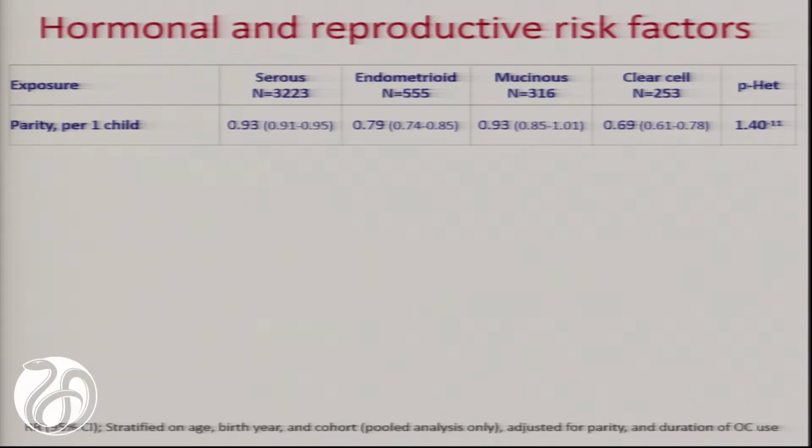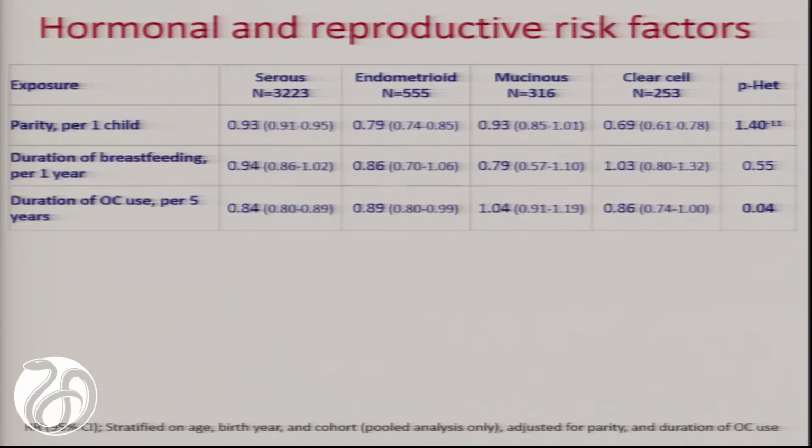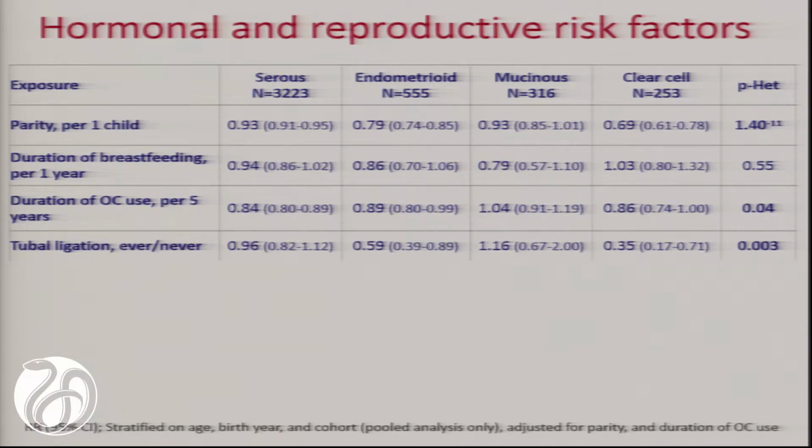Parity, shown here, very heterogeneous, most strongly associated with clear cell and endometrioid. Breastfeeding, not so much. OCUs, very heterogeneous, where we didn't see anything with mucinous, but strong associations with serous, clear cell and endometrioid. Tubal ligation, most strongly associated with clear cell cancers, which makes a lot of sense, thinking about the potential origin somewhere more downstream of the ovary.